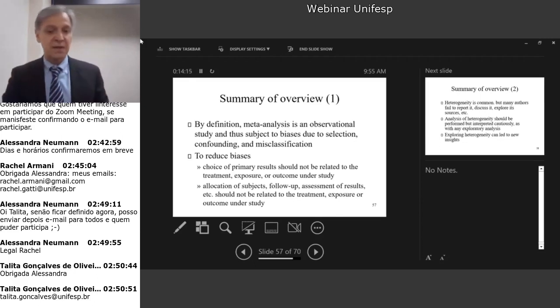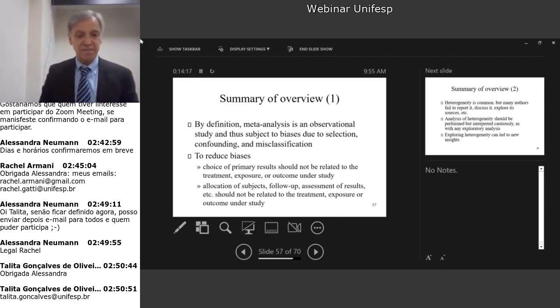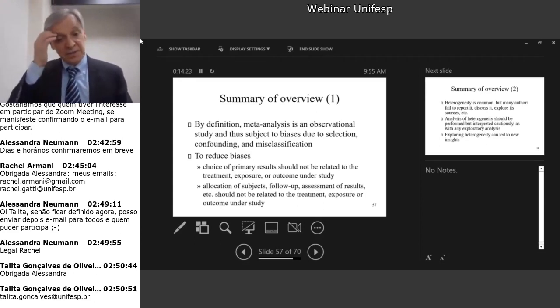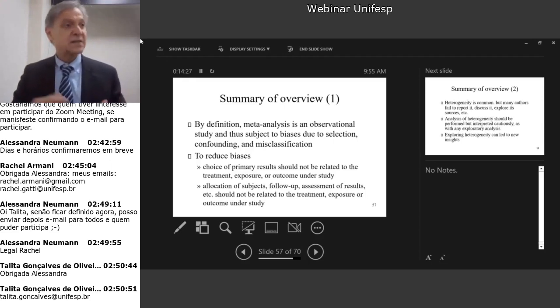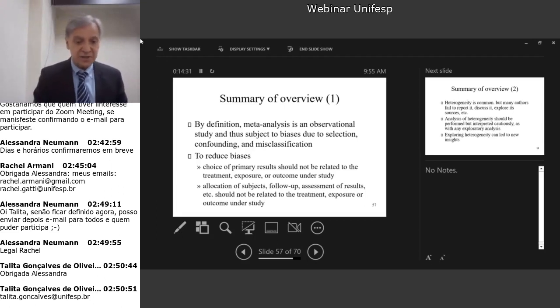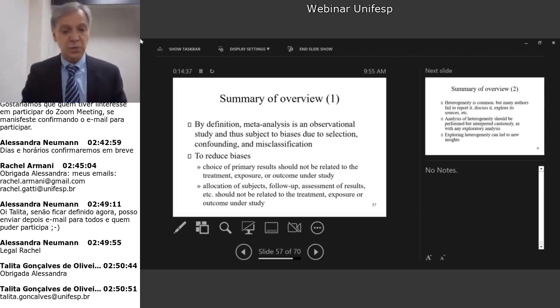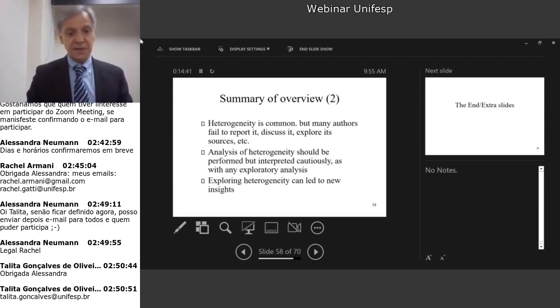This is all basic, going back to observational designs, okay? If the manner in which you measure exposure or you select study subjects is related to the outcome, it's going to bias your study. It's a form of selection bias. Allocation, subject follow-up, and assessment of results should not be related to treatment. It's going to affect the way you look into the results, especially observations.